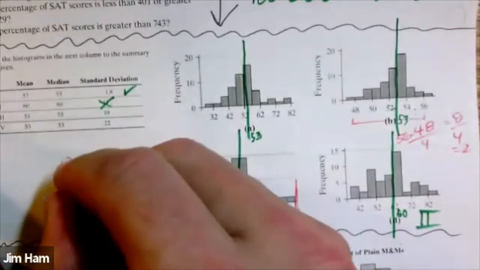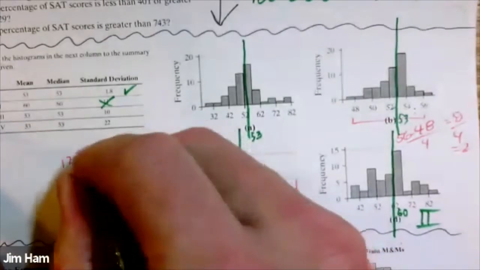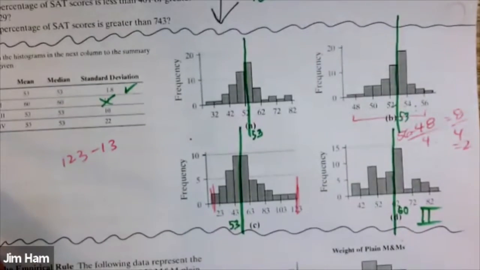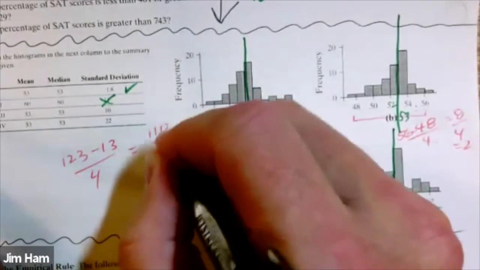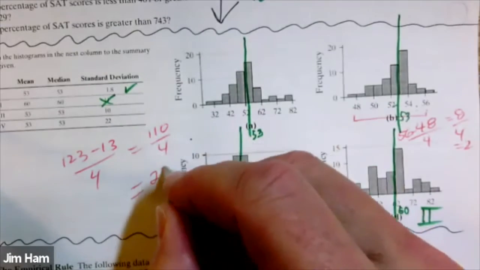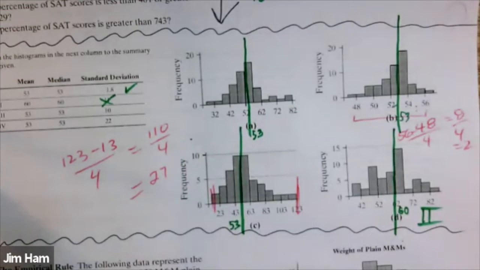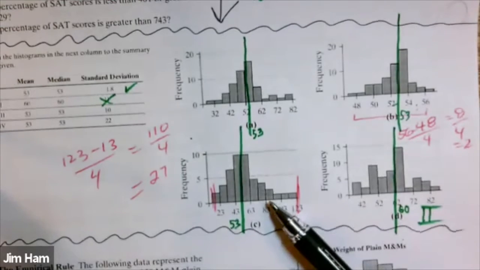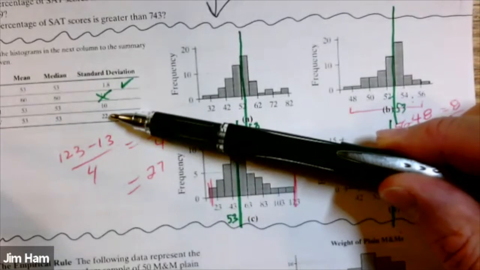So if we take the max, 123, the largest data value, and then subtract the min, 13, and divide by 4, well, that's 110 divided by 4, and that's about 27. All right, anyways, it's up in the 20s. So the only graph that even comes possibly close to this is the one with the standard deviation of 22.